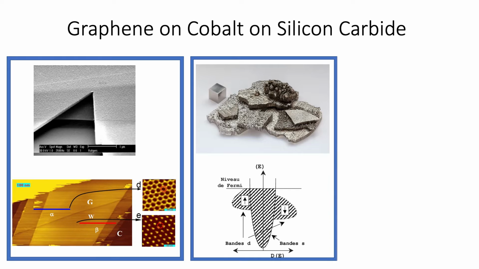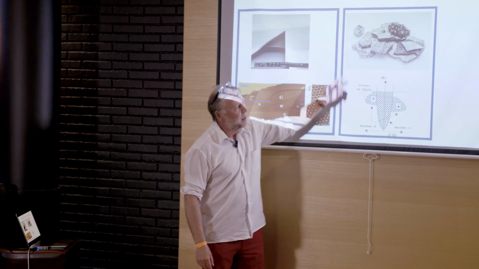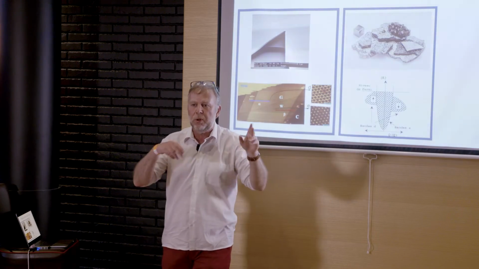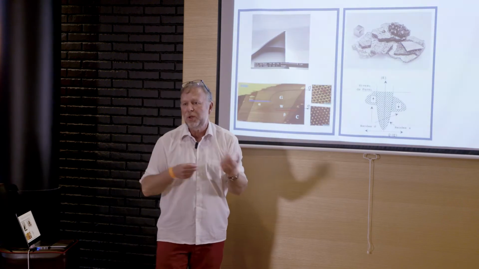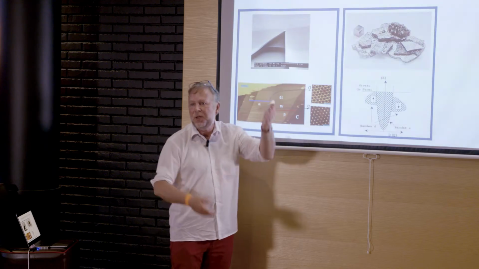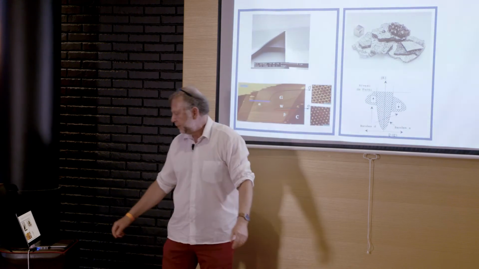So cobalt, what is cobalt? This is a kind of cobalt, pure cobalt. And cobalt is magnetic because electrons have something called a magnetic moment. Depending on the electrons, you can have an excess of magnetic moment in one direction. This is the case for cobalt. This is why cobalt is magnetic.